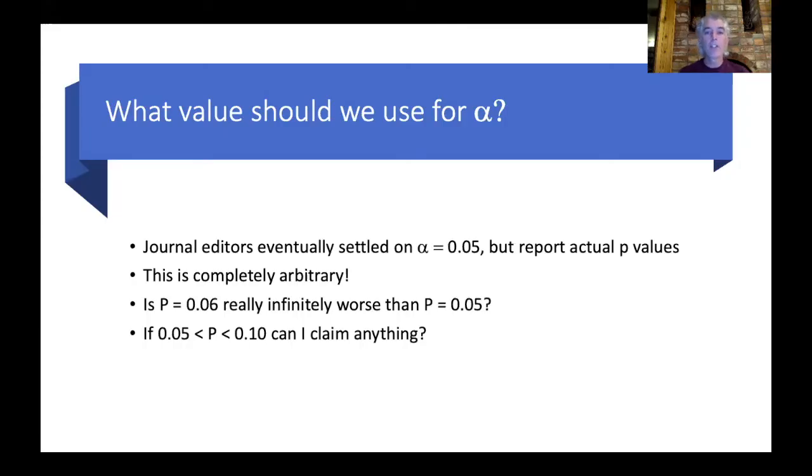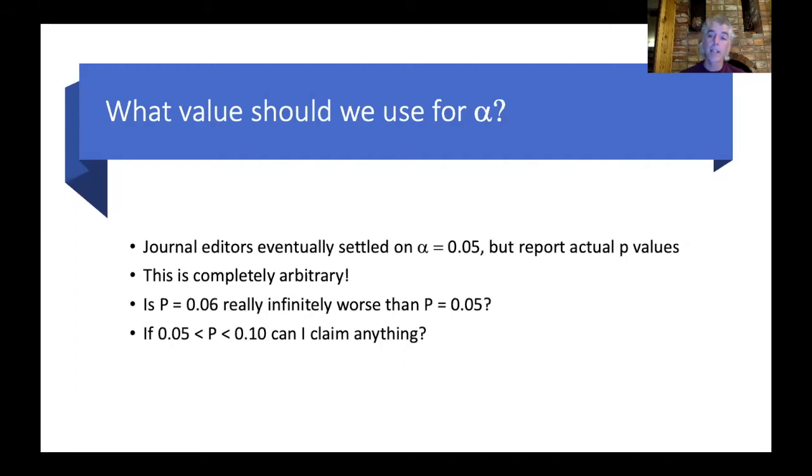So what value should we be using for our alpha or our confidence level? Well, the field of biology has generally settled on an alpha of 0.05, where we are comfortable with a 5% chance of falsely claiming an effect and rejecting the null hypothesis when there in fact is not an effect. But it's important to recognize that this threshold of 0.05 is completely arbitrary.